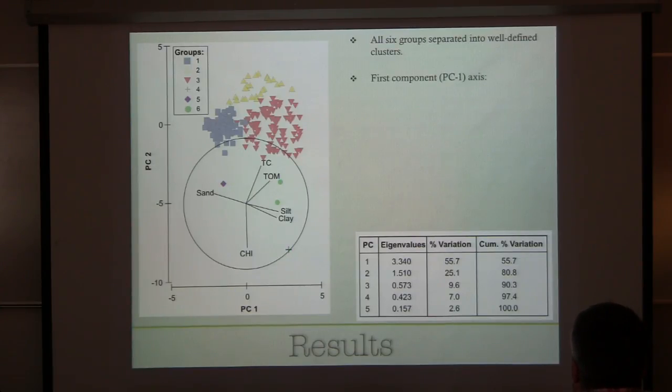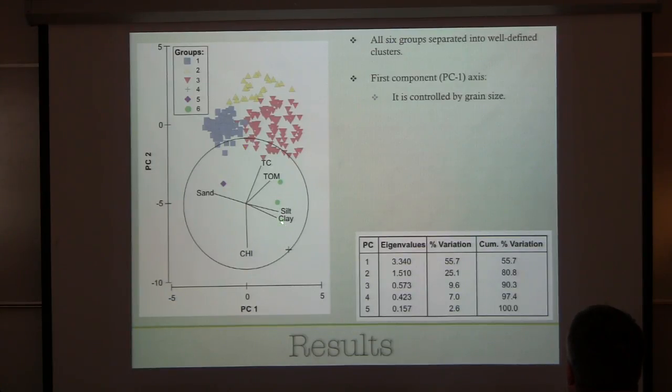And if we look at the first axis to see what's going on, we see that it's controlled by grain size. We have sand on the left, which means, back up a little bit, the closer a sample plots to a proxy line, that means it's more controlled by that proxy or that measurement. And so since sand plots on the left, that means that groups that are more on the left are more influenced by sand, such as group 1.